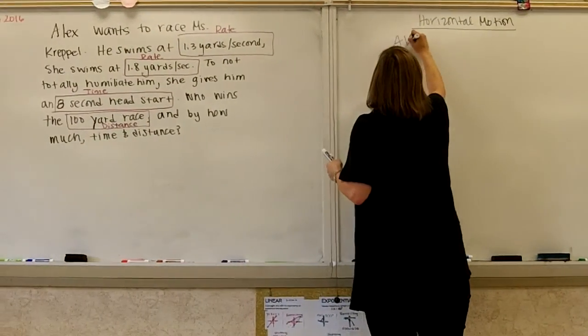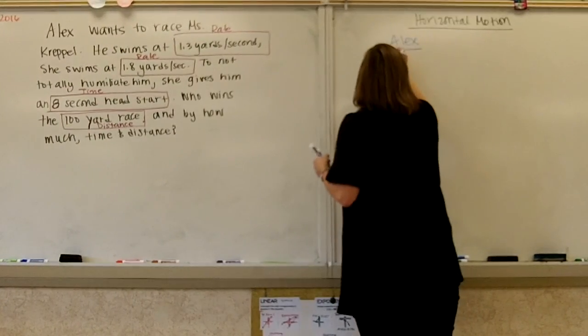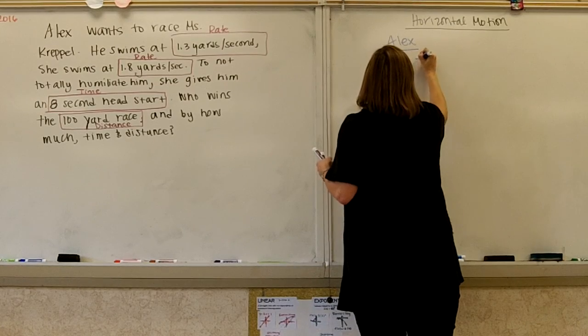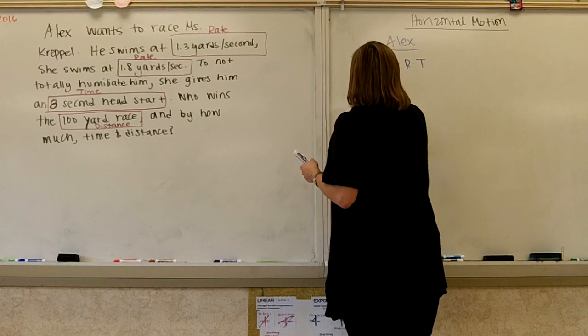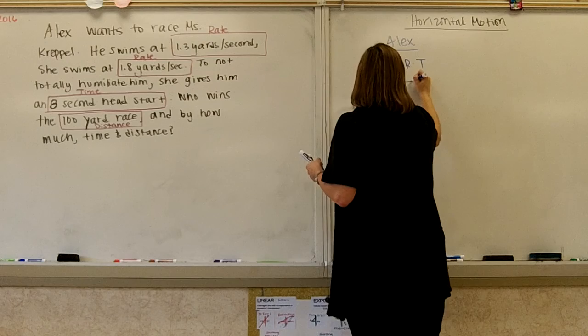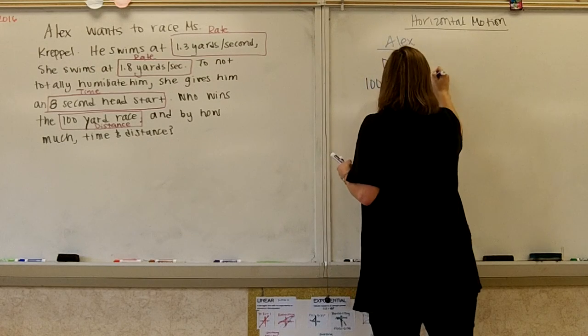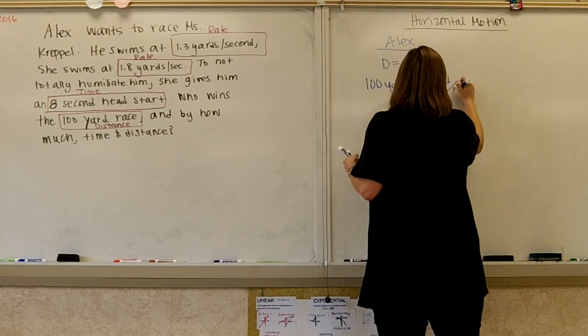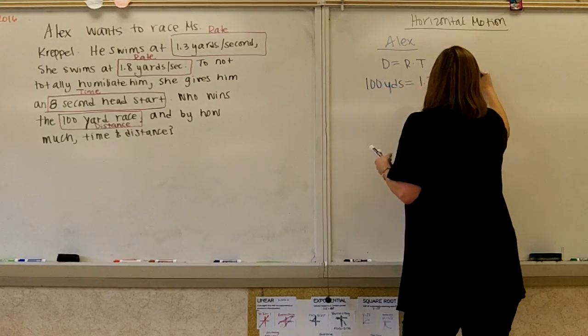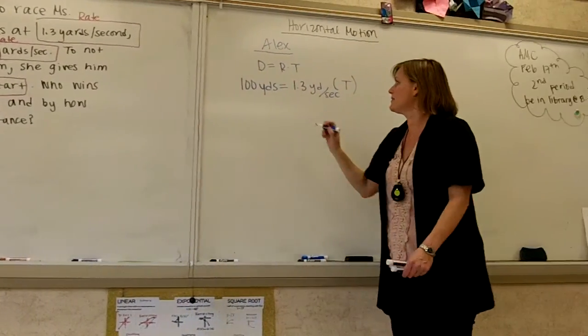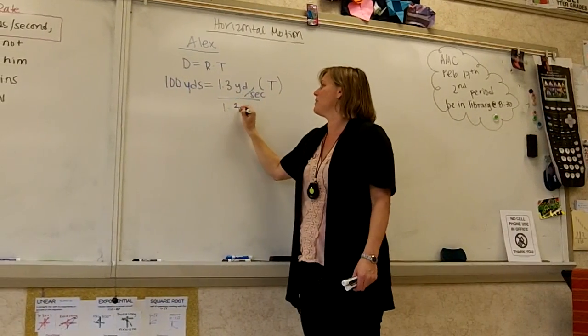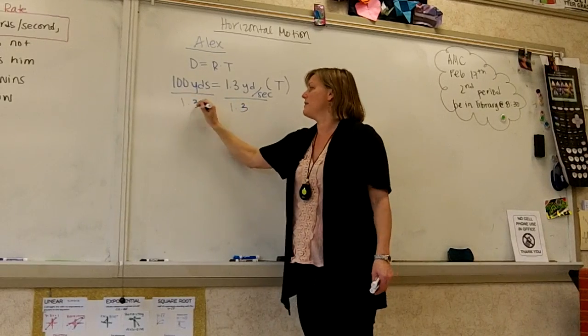So let's see. How long will it take Alex to do the race? So distance is equal to rate times time. So the distance is 100 yards. His rate is 1.3 yards per second. And then we're going to solve that for time. So that's just an easy divide by 1.3, divide by 1.3.